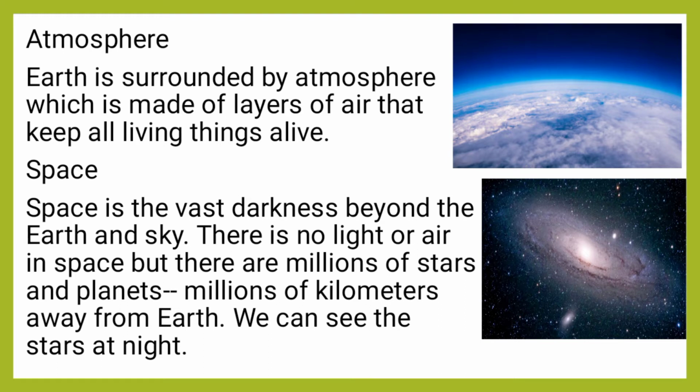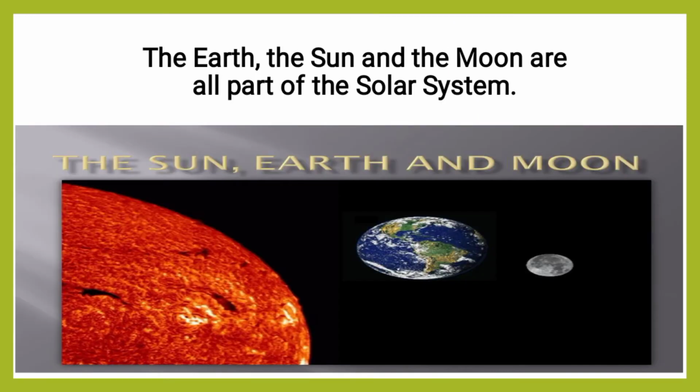Atmosphere. Earth is surrounded by atmosphere, which is made of layers of air that keep all living things alive. Space. Space is the vast darkness beyond the earth and sky. There is no light or air in space, but there are millions of stars and planets millions of kilometers away from Earth. We can see the stars at night.